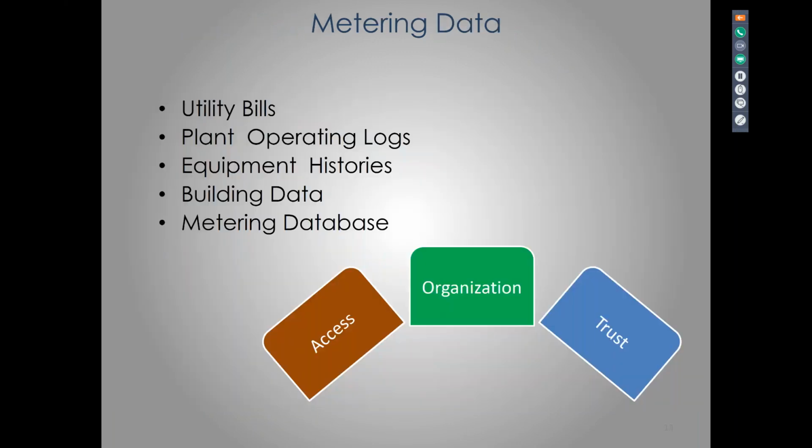So what does that mean to us as facilities folks? Well, data is in the utility bills, plant operating logs, equipment histories. Oftentimes that's information on board the piece of equipment, building data, metering database. There's a vast amount of data. The important thing is you're able to access it and organize it in such a way that you trust. When you call it up, you can say, I can trust this. This is the right information. And Henry, you're spot on in terms of the data.